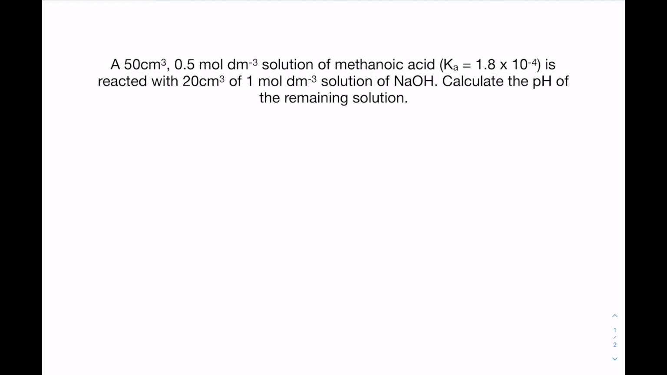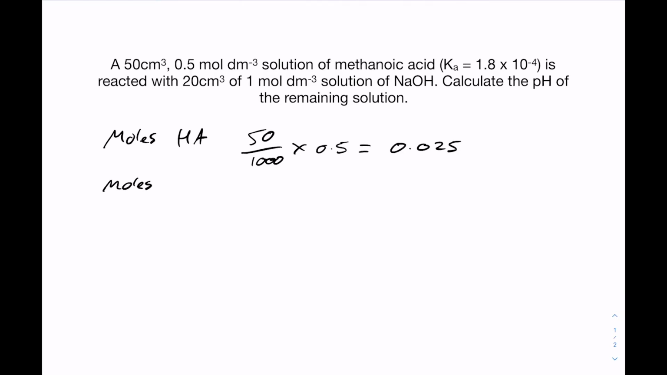So first thing we're going to do is calculate the moles of HA. To do that, we are going to do the 50 centimetres cubed divided by 1,000, and then multiply that by 0.5, which is its concentration, and that's going to give us a number of moles of 0.025. We're then going to work out the moles of OH- from the sodium hydroxide, and to do that we'll take the 20 centimetres cubed of sodium hydroxide, divide that by 1,000, and then multiply that by its concentration of 1, and that gives us a value of 0.02.